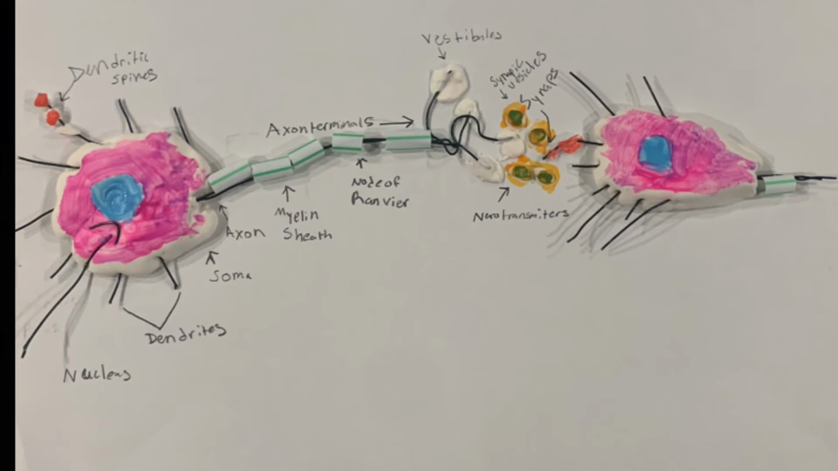The synaptic vesicle is the part that surrounds the neurotransmitters. They are outside the vesicle in this model, so it is seen. It is the orange.